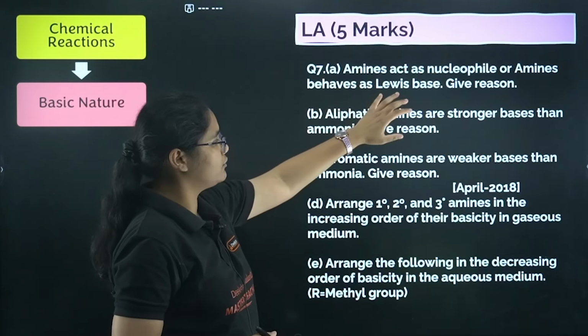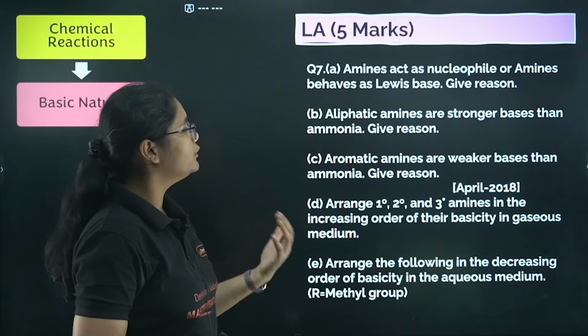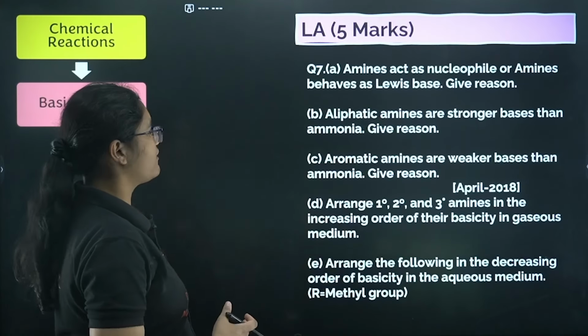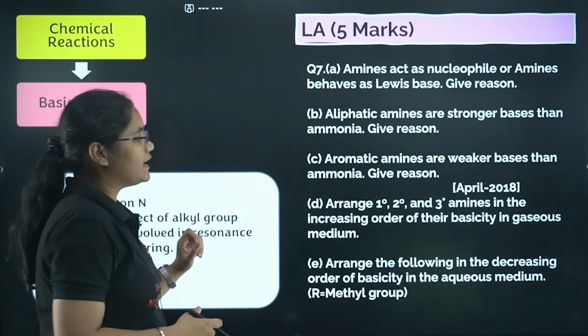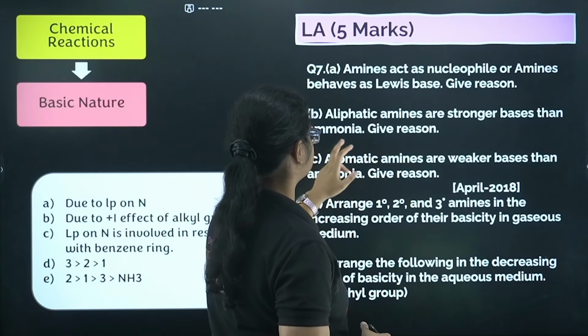Amines act as nucleophiles, or amines behave as Lewis bases. Why? The reason is they have lone pairs of electrons, right? There is a lone pair on nitrogen. Next, aliphatic amines are less strong bases than ammonia.